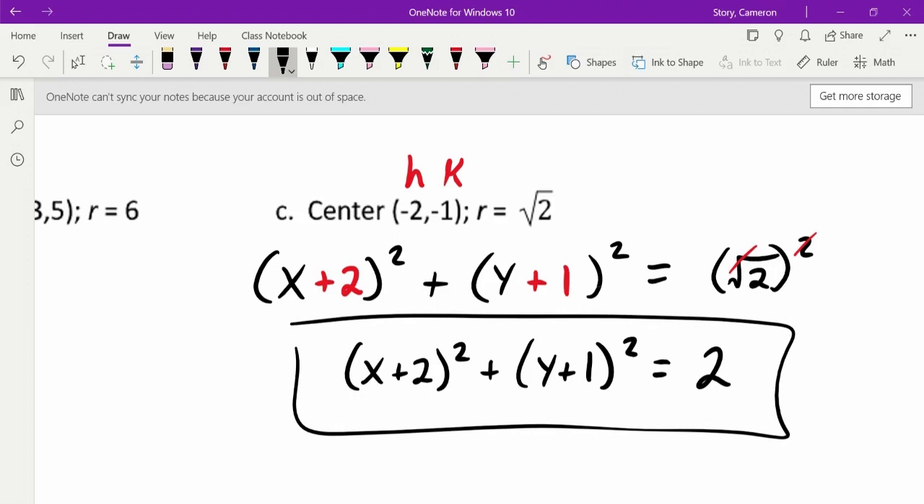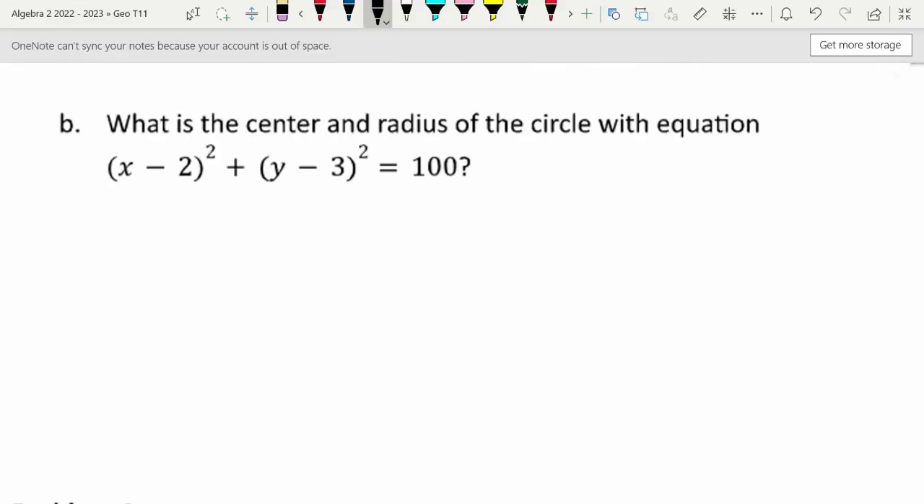All right, let's go to the back of these notes. On part B, it says, what is the center and radius of the circle with the equation (x minus 2) squared plus (y minus 3) squared equals 100? So we have a couple of things here. We have (x minus h) squared, we have (y minus k) squared, and just lining everything up so we can see what part is what, is equal to r squared.